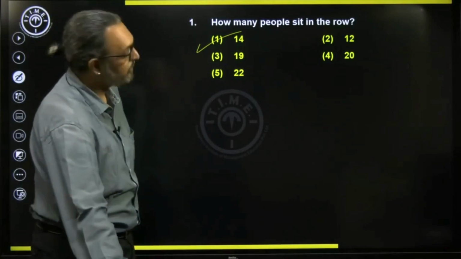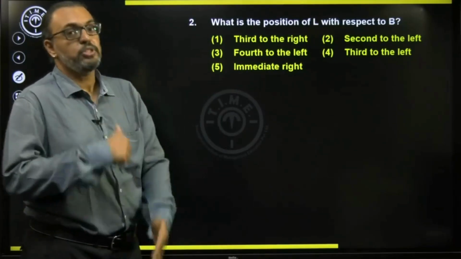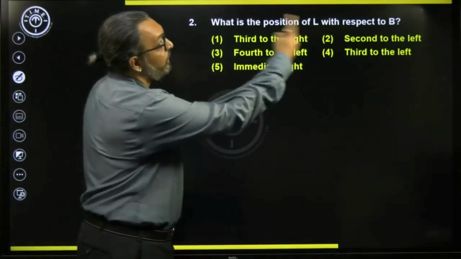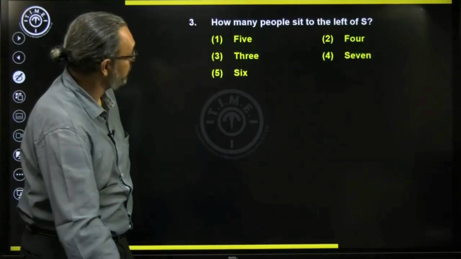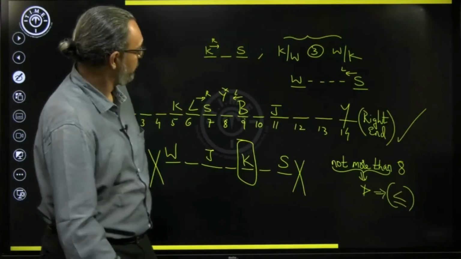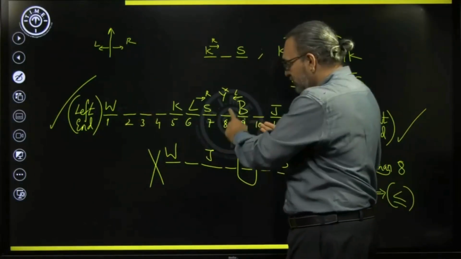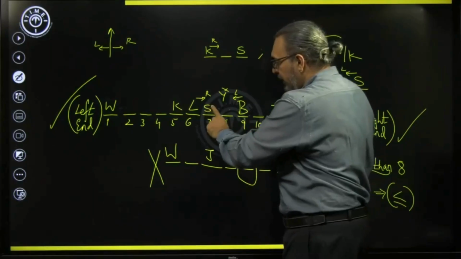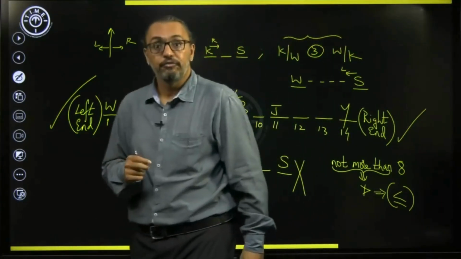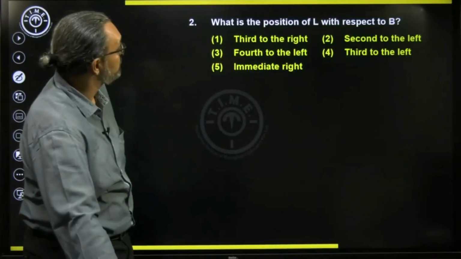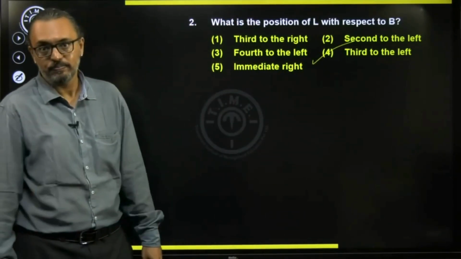Okay, then what is the position of L? So he's asking what is the position of L. I need to know L's position from where? From the other person, B. So from B, what is L's position? Let us check. Yeah. So from B, L is on the left side, correct? And which position? This is first to the left, S is second to the left, and L is third position on the left side, is how we answer this. So third to the left is available in option 4.